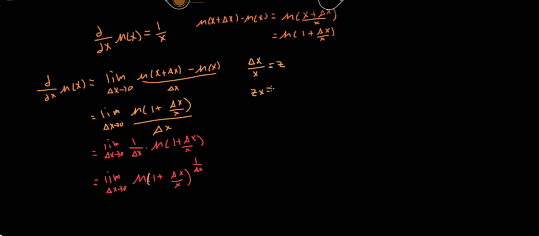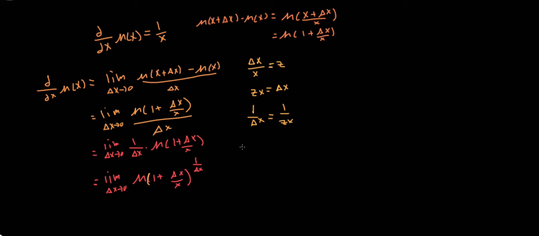All I did was multiply both sides by x. But we want to switch this variable right here. We want to switch 1 over change in x. So let's do that. So 1 over the change in x, well, that equals 1 over zx. Okay, so now we can do some substitution, and we can change our limit to the limit as z approaches 0 of our new expression.